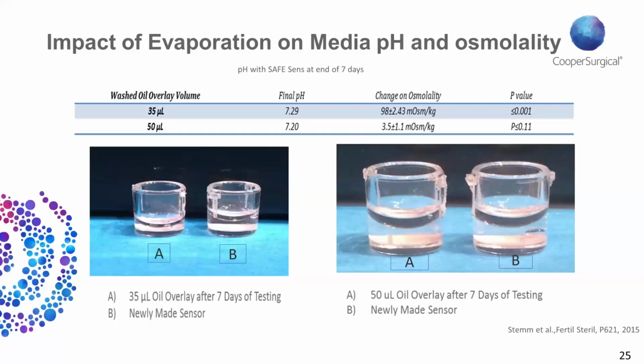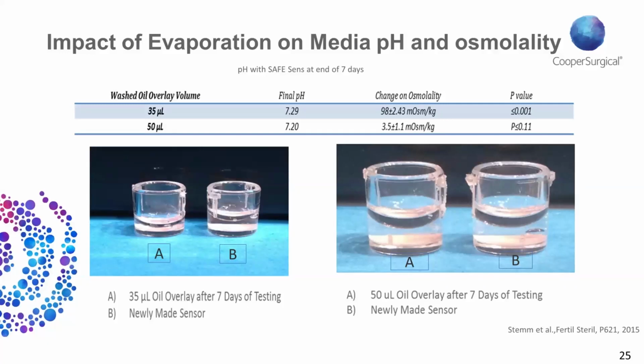So the 2 cells on the left are not magnified because it's quite clear to see there's a difference in volume between cell B and cell A. Cell B is as it was set up on day 0, and cell A is after 7 days of culture at 37 degrees. And you can quite clearly see there's a difference in volume here.